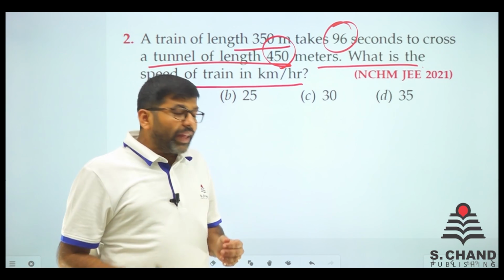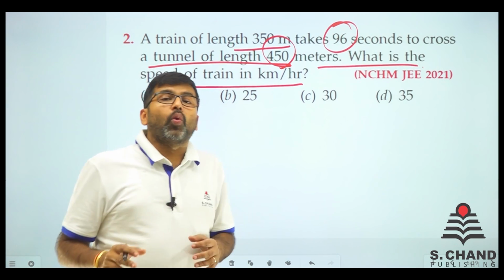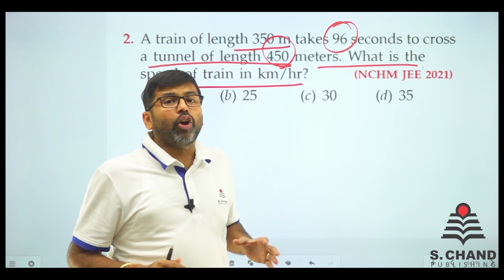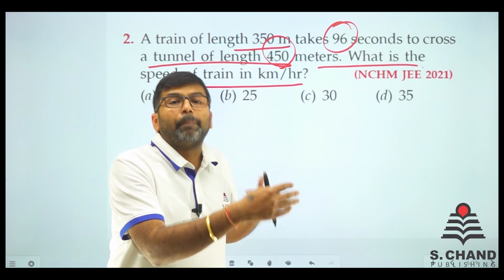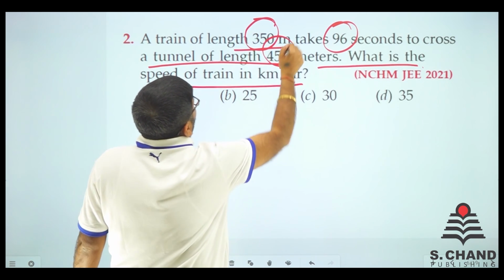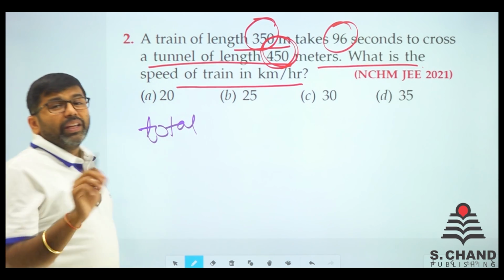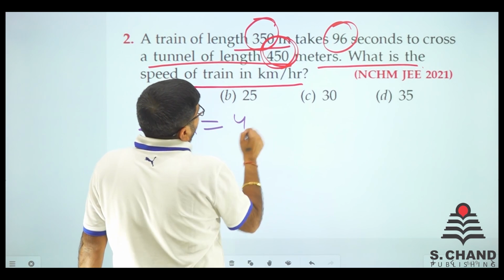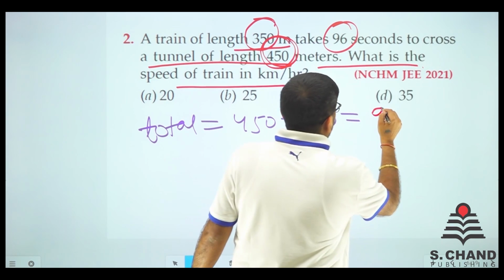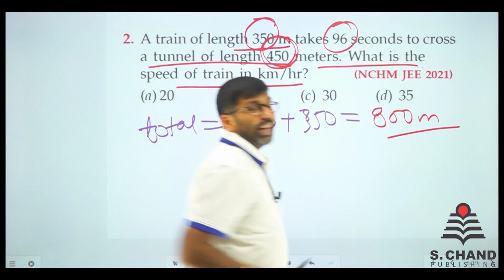You know it very well that if a train crosses a single post, the train's length is equal to the distance traveled by the train in the same time. But if that stationary object is of, say for example, any length b, then we add the lengths. So here the length of train is 350 and the length of tunnel is 450. So total, you can say the equivalent length is equal to a plus b, that is 450 plus 350. That will be like 800. So 800 meter is the equivalent length that is to be covered.